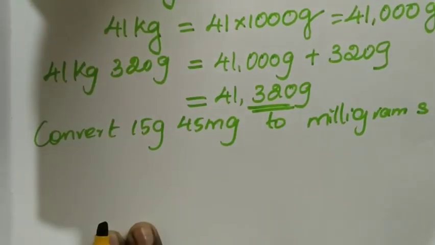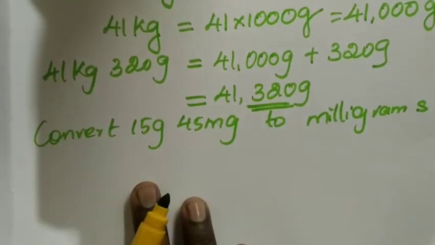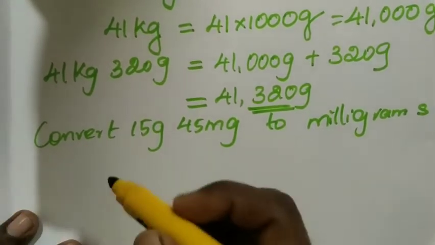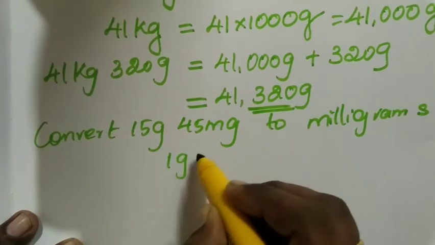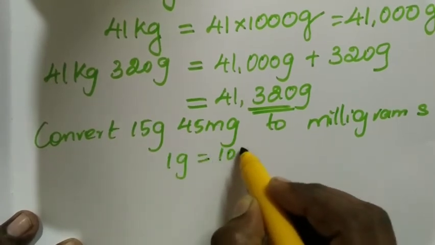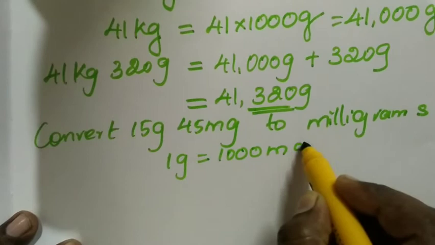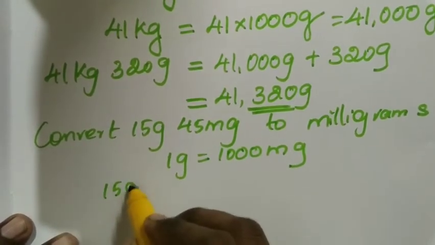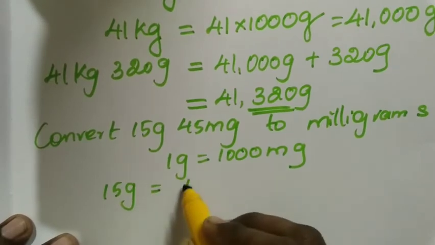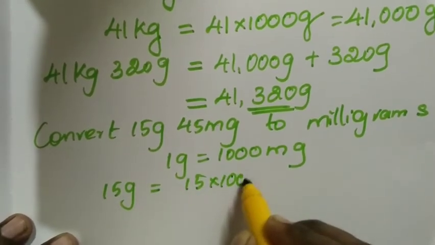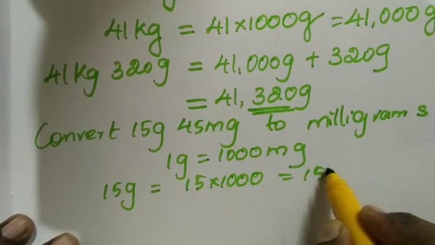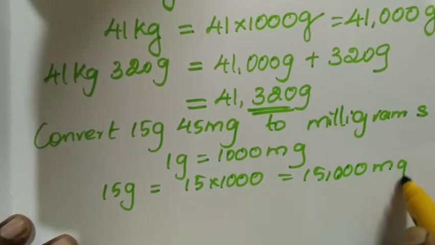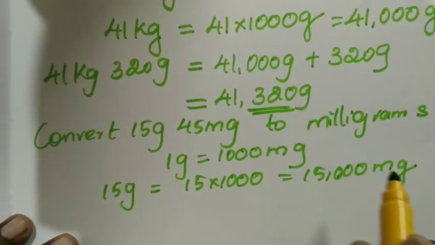Our next example is convert 15 gram 45 milligram to milligrams. Just now we saw that 1 gram is equal to 1000 milligram. Now what is 15 gram then? 15 gram is equal to 15 into 1000, that's equal to 15,000 milligram. Okay, are you clear?